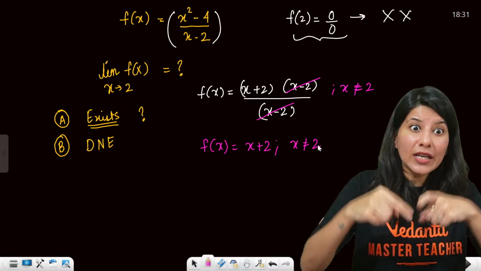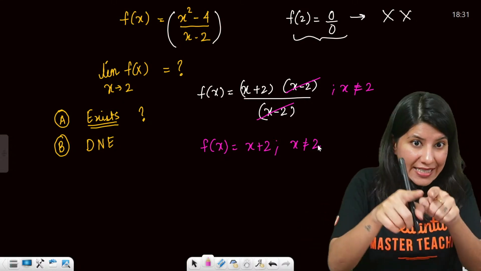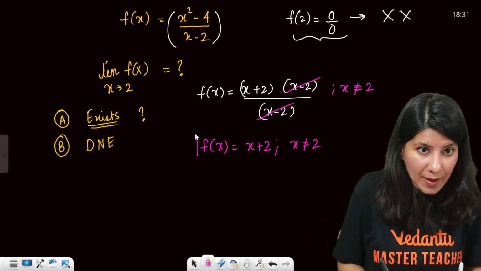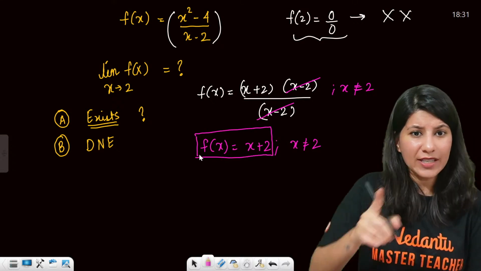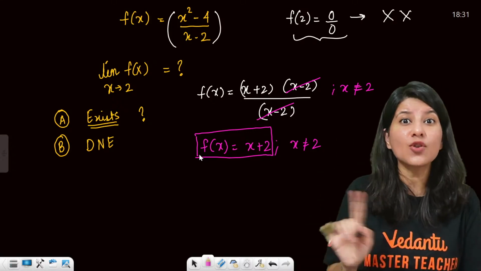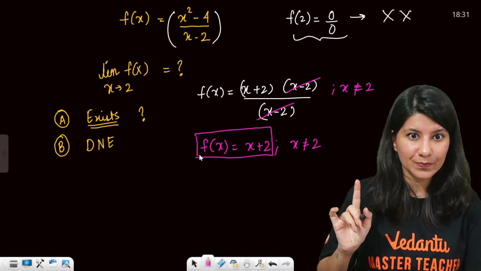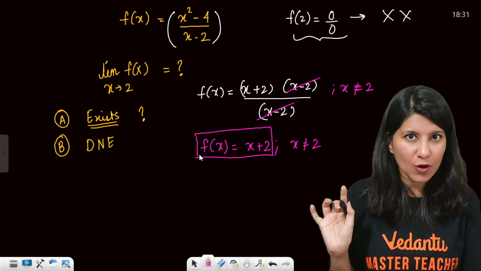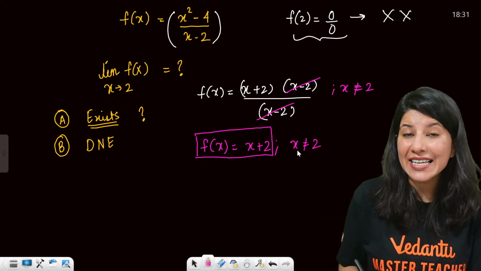If your x is 2, then in the original question it is 0 by 0. In this updated version of f(x), if you put 2, you will get 4. But here you can't put 2, because the original question is not allowing 2. You're modifying the question and putting 2, which is not allowed. So f of 2 is definitely not defined in this case. Now this is your f of x when x is not 2.